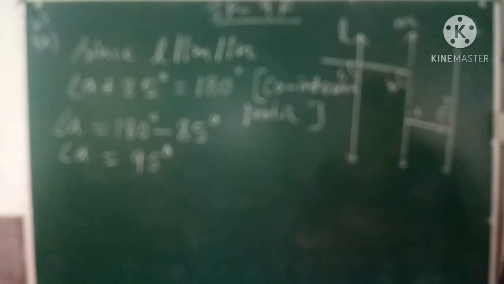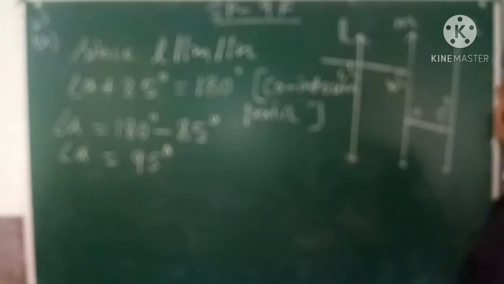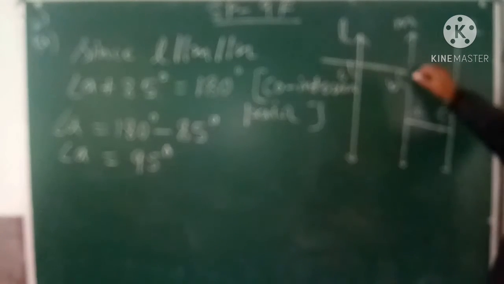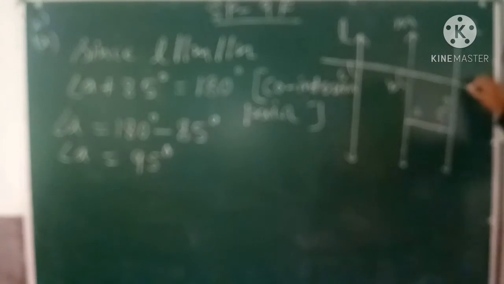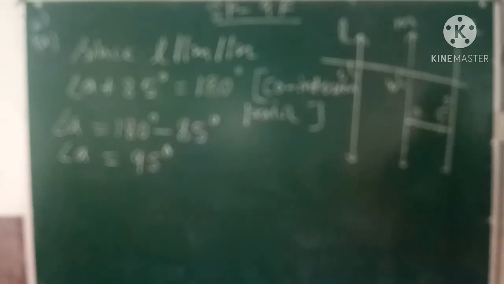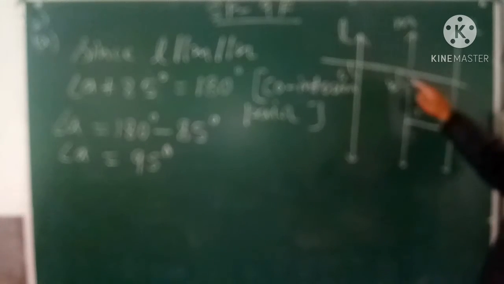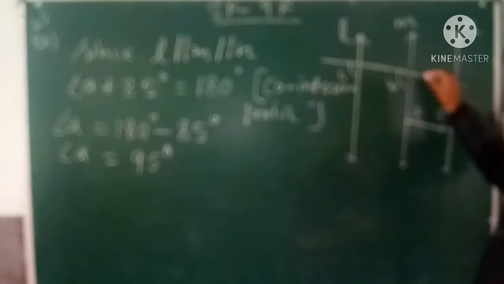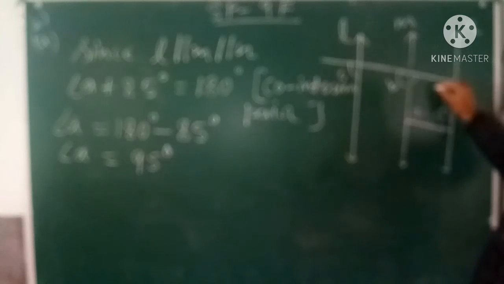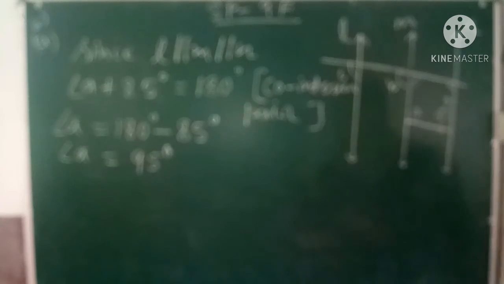We can just extend it. So we just extend it, this line. Now you see, these 2 are parallels. So their sum will be what? This will be also the co-interior pair. This angle is also the co-interior pair. So their sum will also be the supplementary.